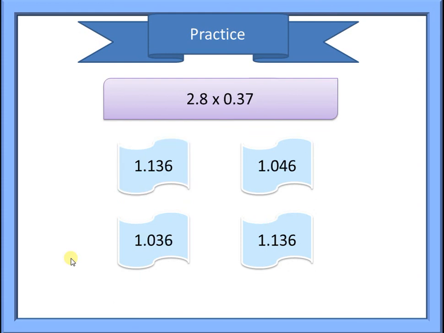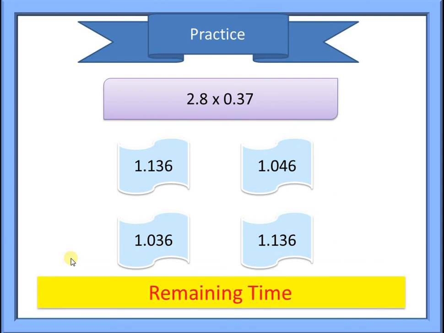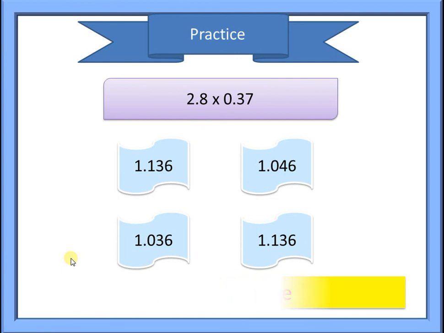Okay, let's have one more. 2.8 times 0.37. Let us start the time. Time is up. And the answer is 1.036.